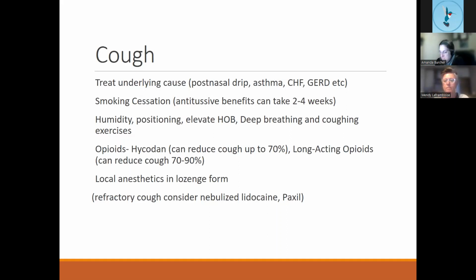In extreme cases, you could look at local anesthetics. I've not used this in the COPD context for cough, but in the cancer context, I have used nebulized lidocaine. You have to be careful because it numbs the swallow reflex as well. So you really don't want someone eating or drinking after they use it. And there is some off-label evidence for Paxil for cough. Again, I've not used it in the COPD population, but I have used it successfully in patients with cancer-related cough.